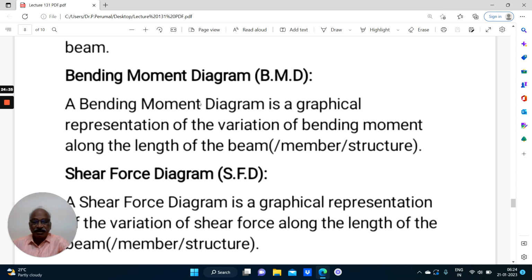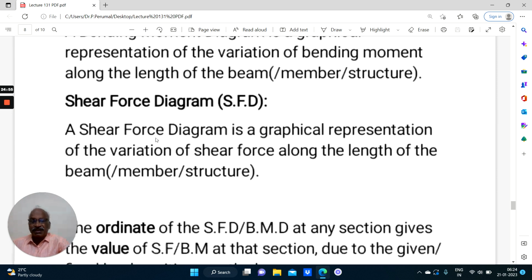So bending moment diagram is a graphical representation of the variation of the bending moment along the length of the beam. Again, general definition, length of the beam or member or structure. That need not be considered now. This definition, beam, will be sufficient for the time being. Similarly, shear force. A shear force diagram is a graphical representation of the variation of shear force along the length of the beam.